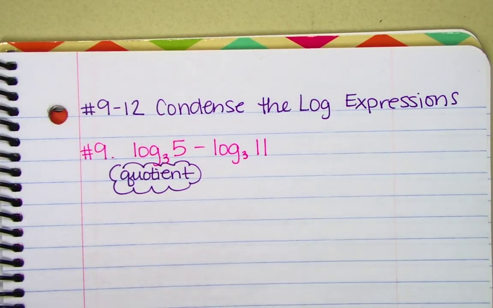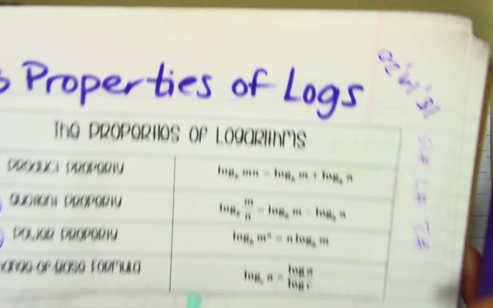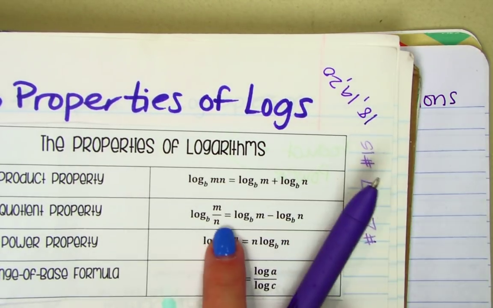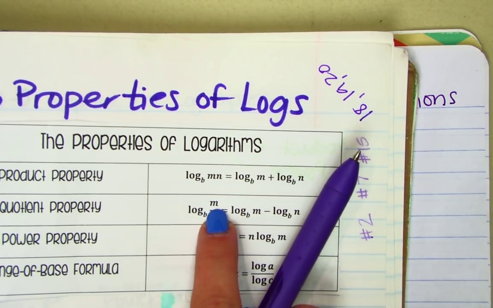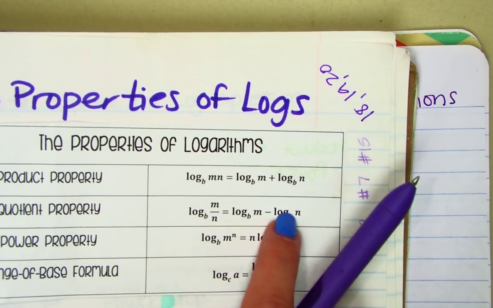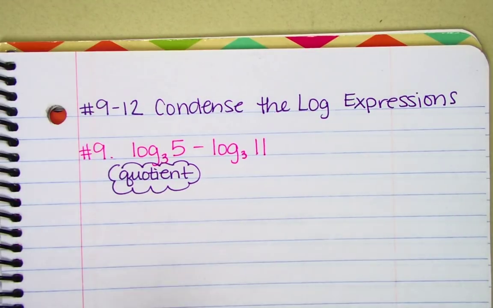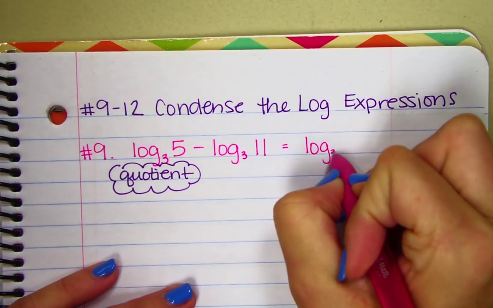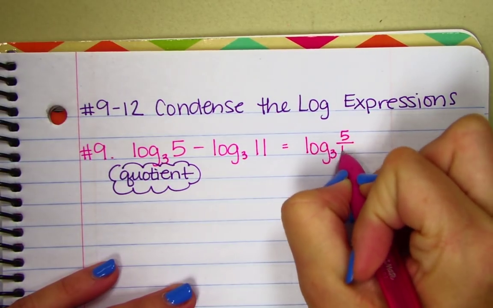If you look at our notes from last class, the little thing that we glued in there at the beginning of the 6.3 notes, you can see that when we're subtracting, it means you divide. You condense it, only use the word log once, and you divide the first divided by the second. So our condensed expression would be log base 3 of 5 divided by 11.